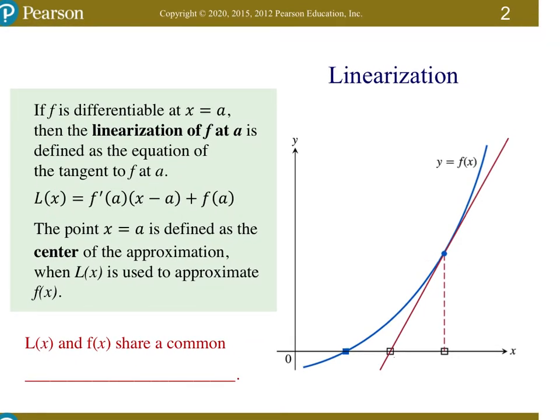So if the function itself is differentiable, then we've defined the linearization in the past as the equation of the tangent. So we start with the slope, which is done with the first derivative, times x minus a, plus the y-intercept. Okay, that's just the format, the y value of the point that we're looking at. It's the same thing as doing a tangent line where you find a point and a slope.